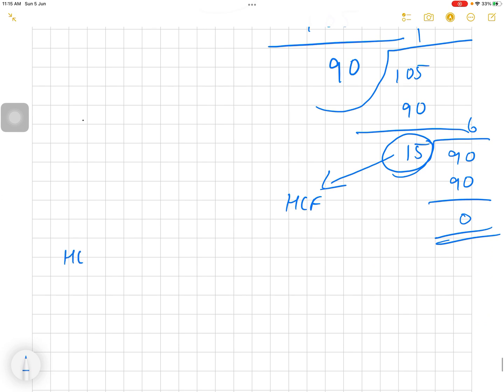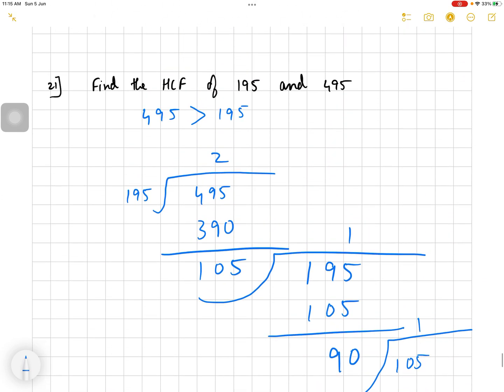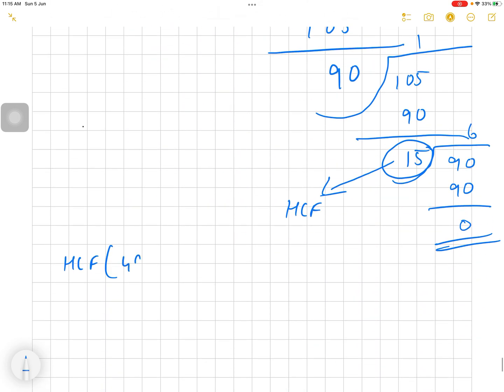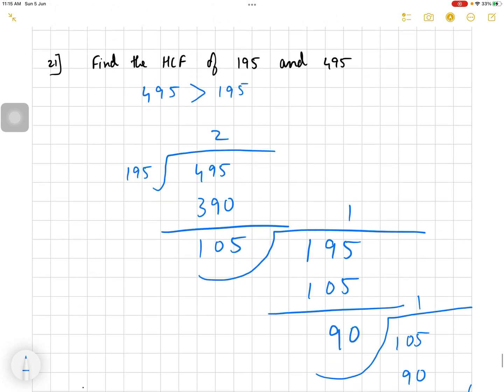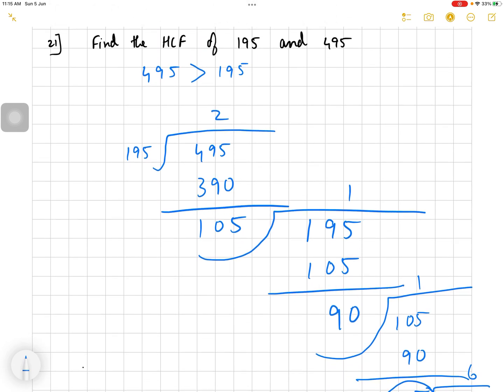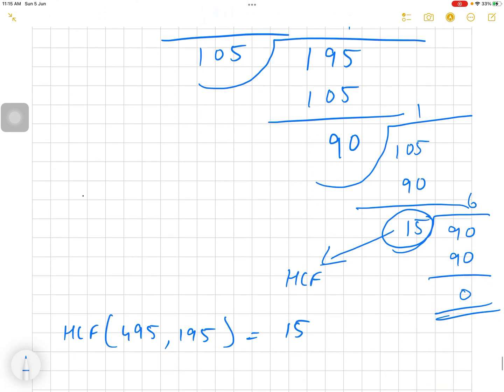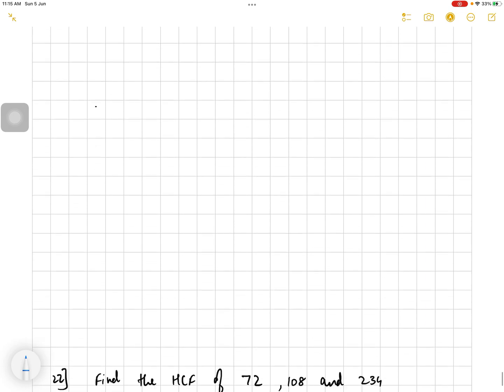So the HCF of 495 and 195 is 15. Got it? Okay, let's solve one more problem.